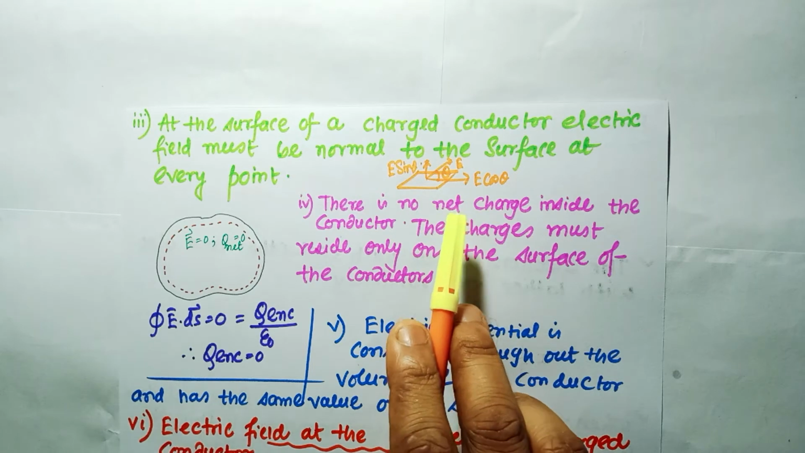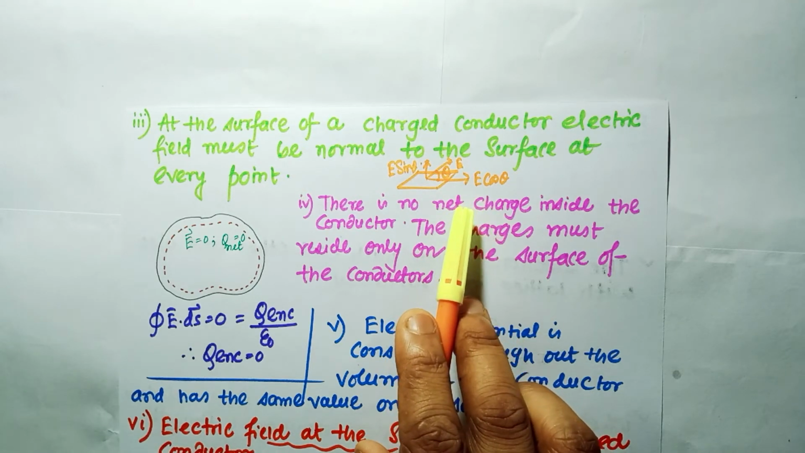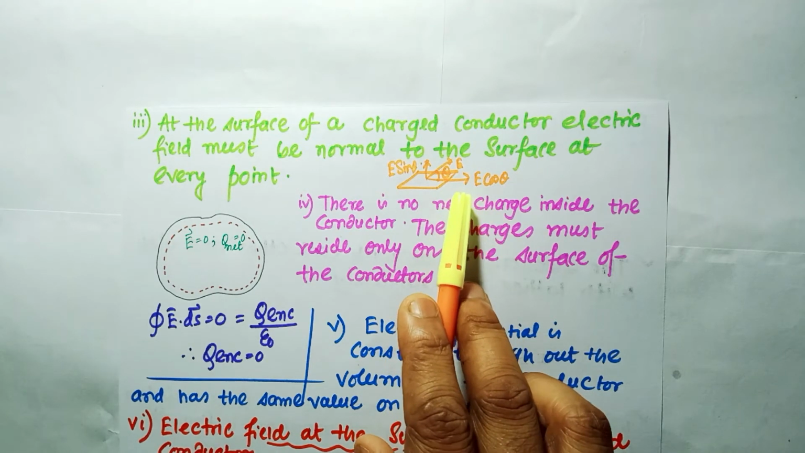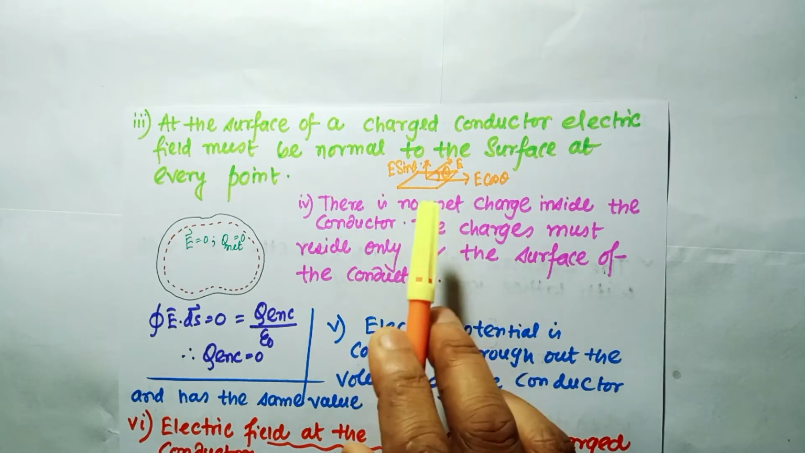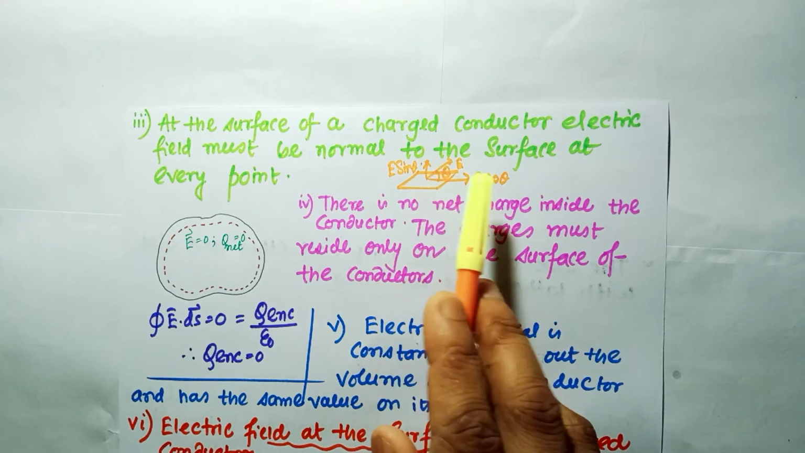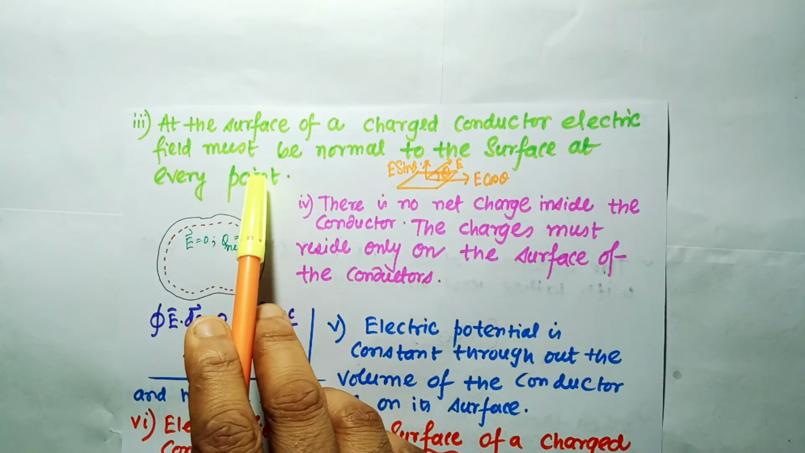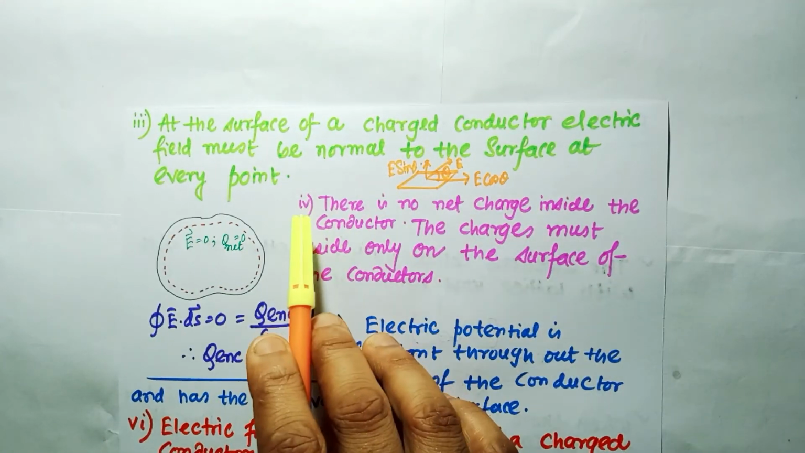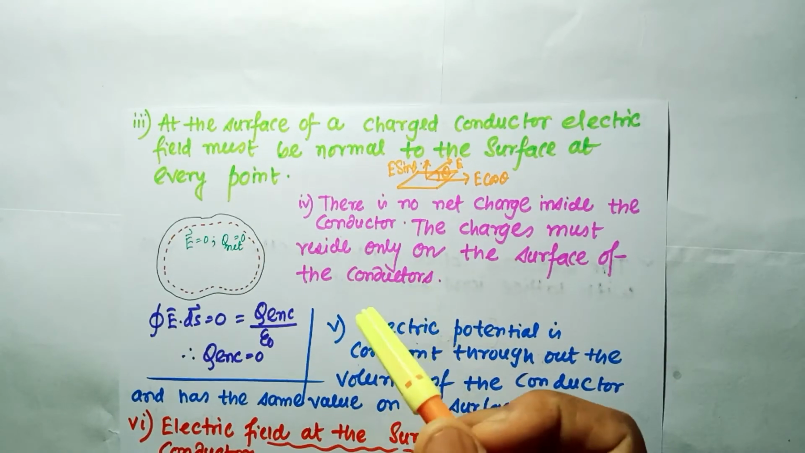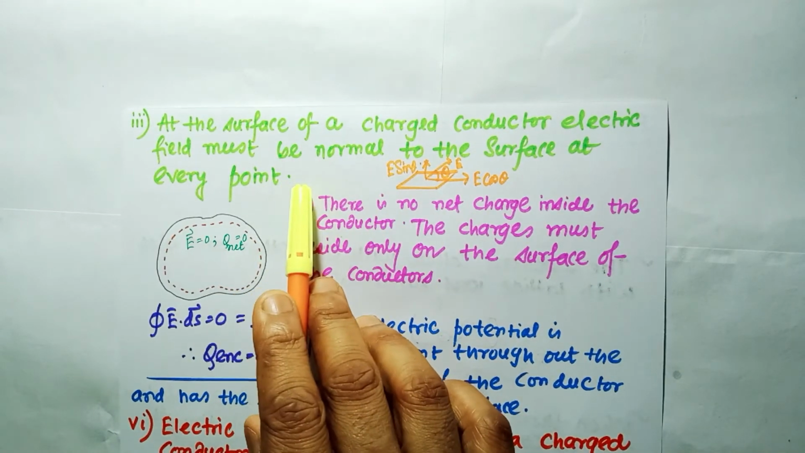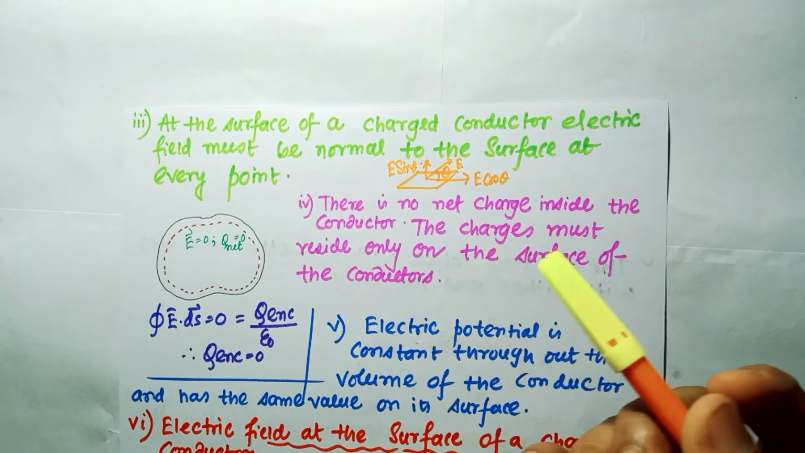So the electric field will obviously every time be perpendicular to the conducting surface. So at the surface of a charged conductor, the electric field must be normal to the surface at every point. So this is our third property for electrostatic equilibrium.